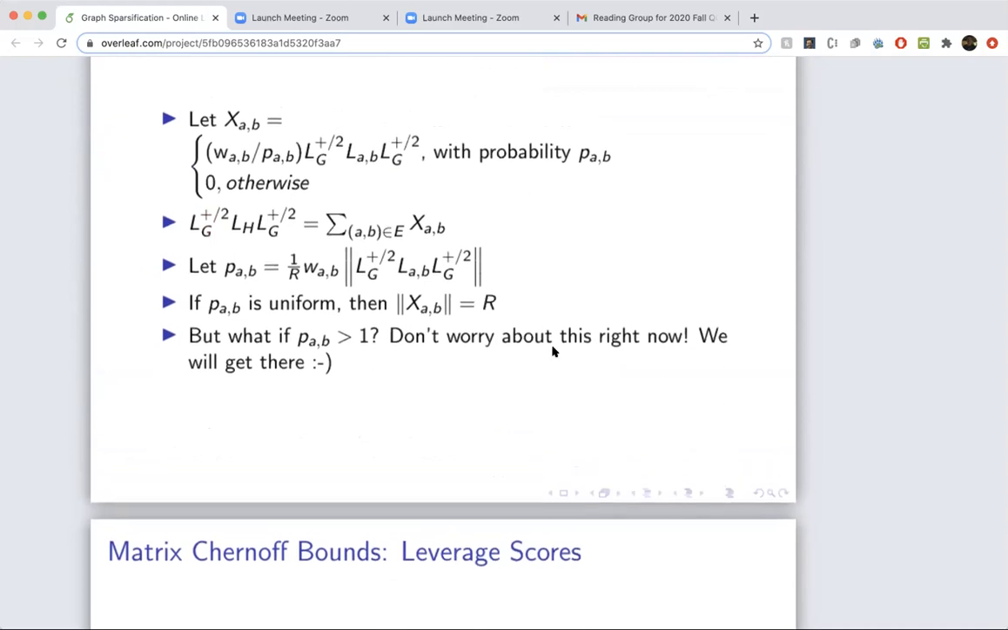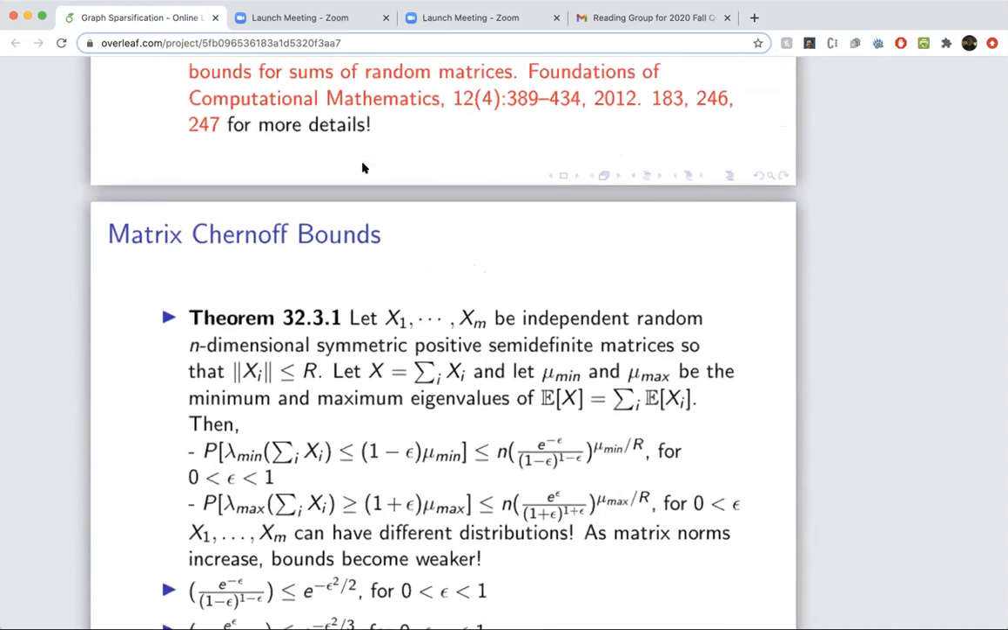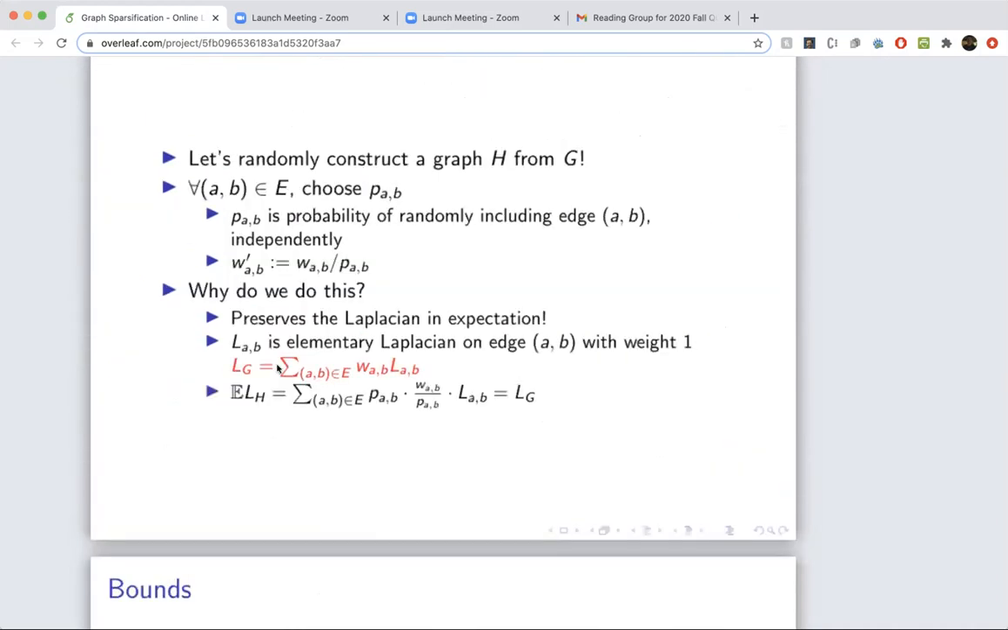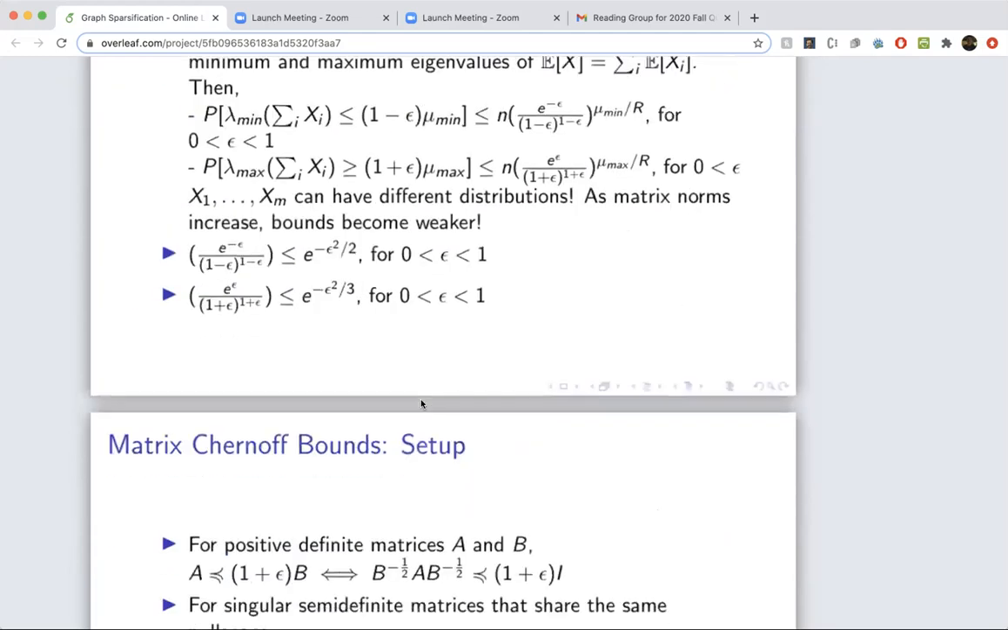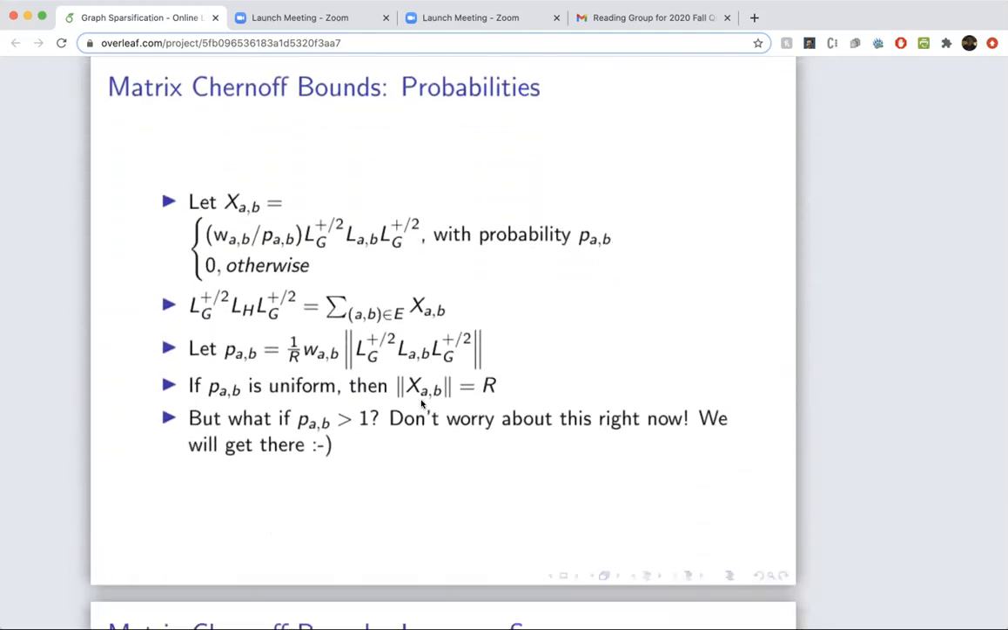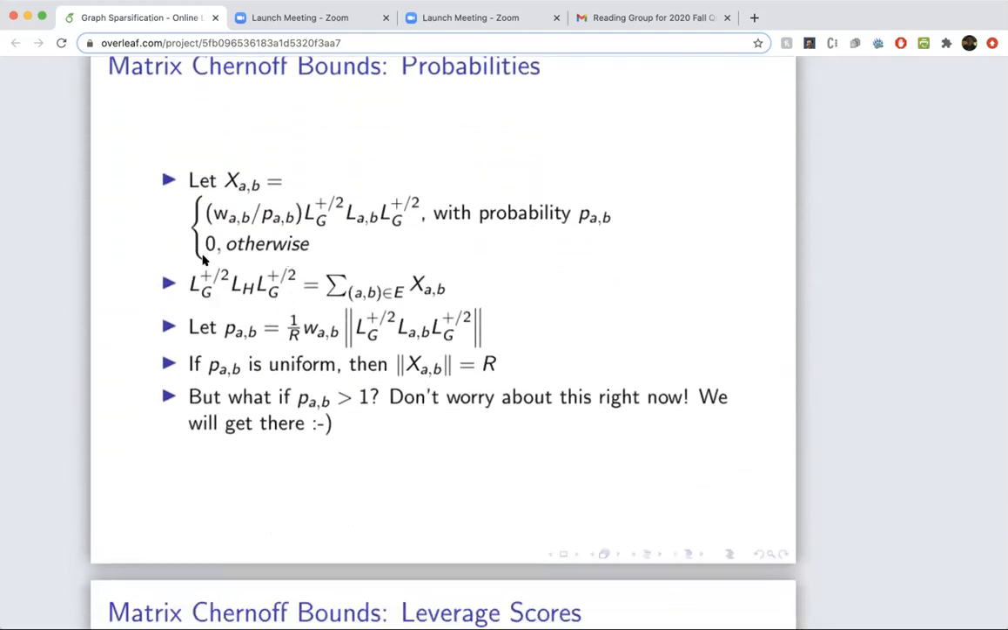It's good to recap some of these concepts. So here I'm basically just writing this product in terms of the elementary Laplacian, doing a very similar thing to what we were doing up here, where we wrote LG in terms of a bunch of elementary Laplacians. I'm just decomposing this seemingly complex product into a summation.